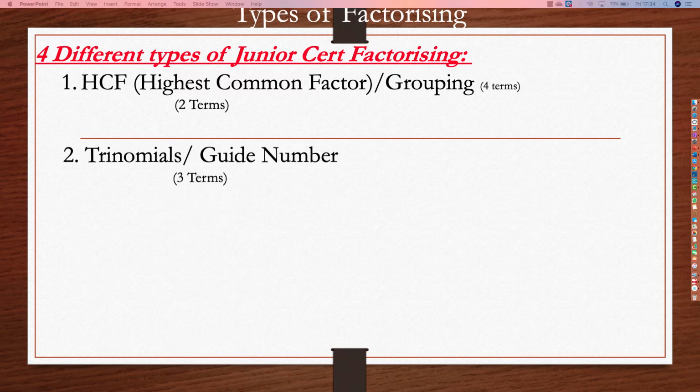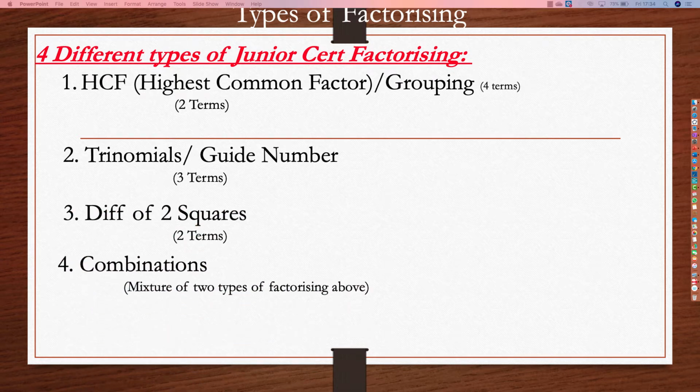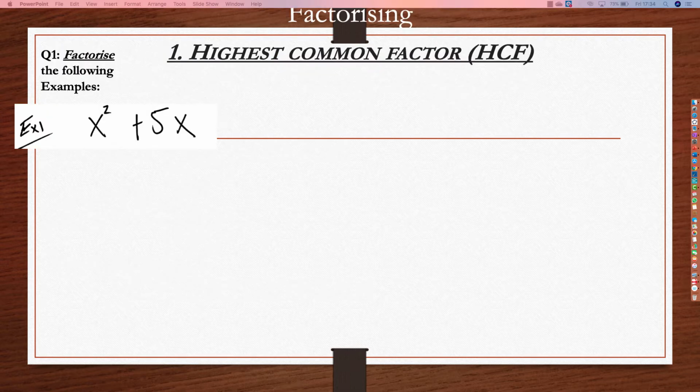Next one you have then is trinomials, which is the guide number. You then have the difference of 2 squares, and you have combinations. There are 4 types of junior cert. We're going to get a quick run through them before we jump into the leaving cert to make sure we're all at one. Is that alright? So, very first thing, off you go, factorize x squared plus 9x.